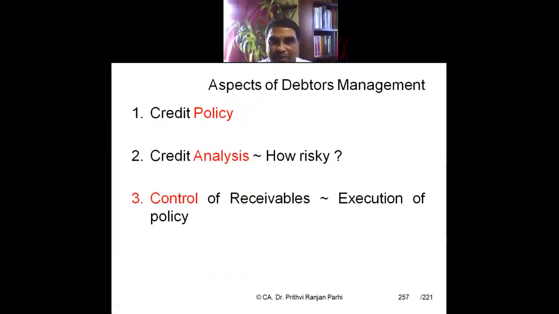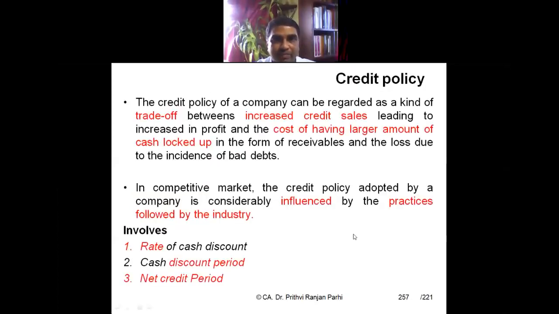These are the three aspects which come under credit management. One is credit policy, then credit analysis. The business has to take decisions on how this credit sales needs to be executed. How risky is credit sale? That analysis has to be made. Then control over receivables. Receivables need to be controlled, and that policy needs to be executed. So these are the three major aspects of credit sale.